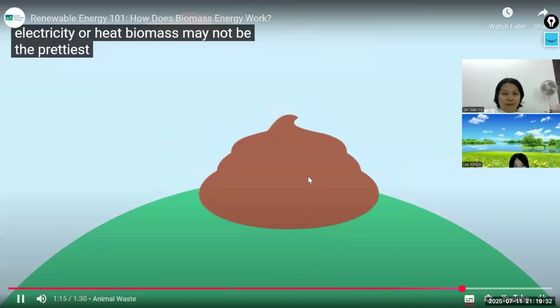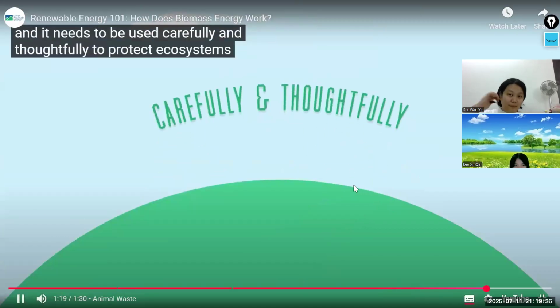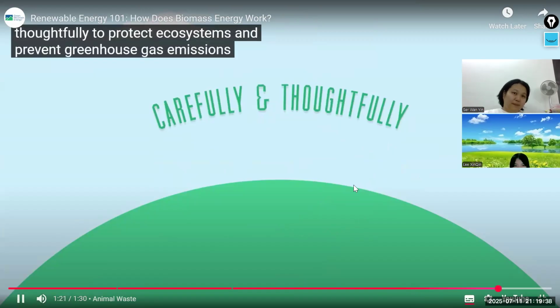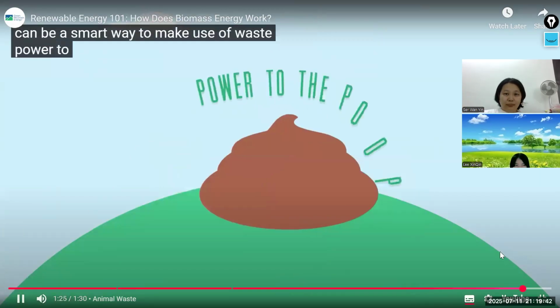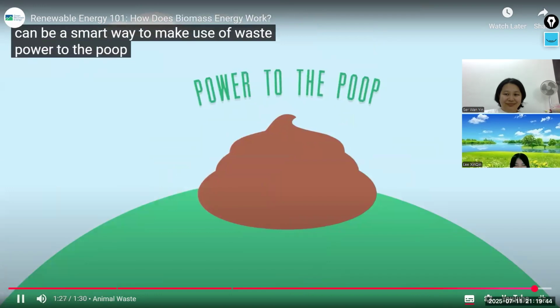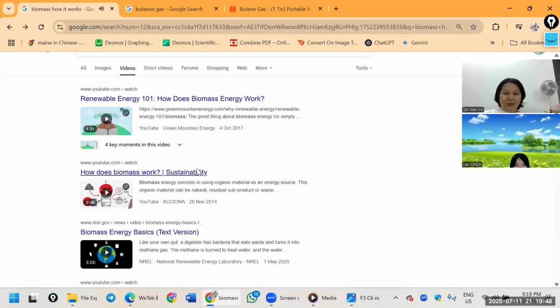Biomass may not be the prettiest form of renewable energy, and it needs to be used carefully and thoughtfully to protect ecosystems and prevent greenhouse gas emissions. But it can be a smart way to make use of waste. Power to the poop. Yeah, correct. Power to the poop.